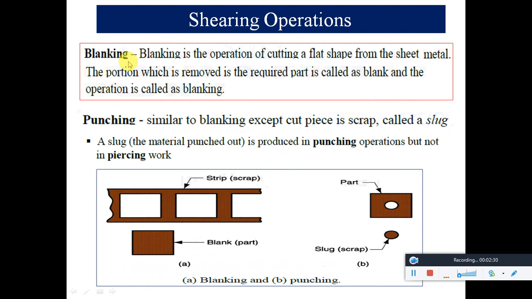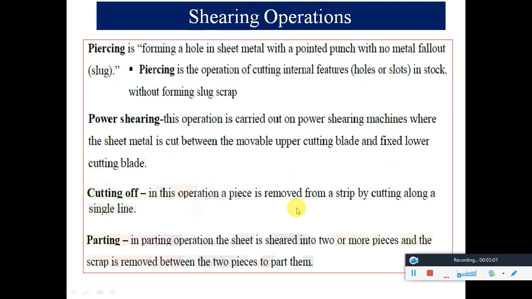And blanking is one of the shearing operations. It is an operation of cutting a flat shape from the sheet metal as shown. So this is the blank which we require for further operations to make the final product, and this is the entire sheet metal. For each stroke, this blank would be separated and the rest would be scrapped. Punching is similar to blanking, except the cut piece is the scrap. So suppose you want to punch a hole, then the cut piece will become scrap and the sheet would be the final product. And a slug is produced in the punching operation, but not in piercing.